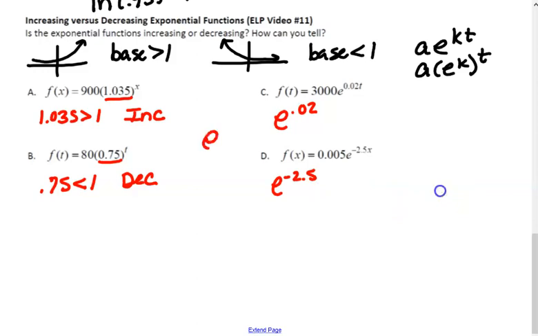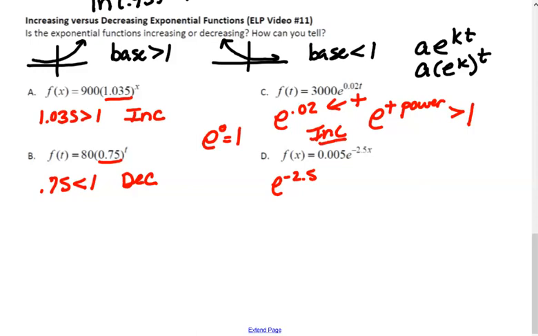Recall that if you have e to the 0 power, it's going to equal 1. So if I have an exponent that is positive, then I'm going to end up with something greater than 1. e to a positive power is greater than 1, so this is going to be an increasing function.